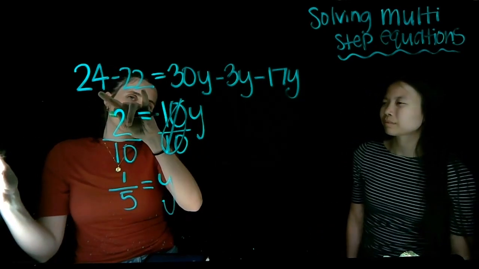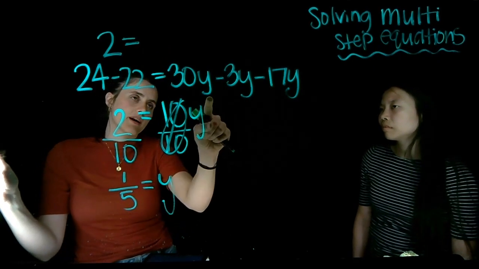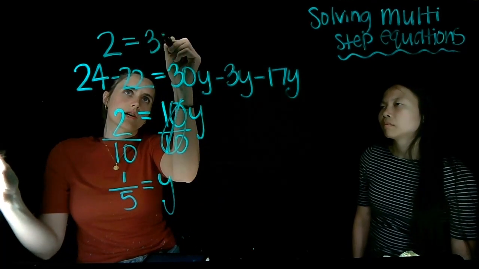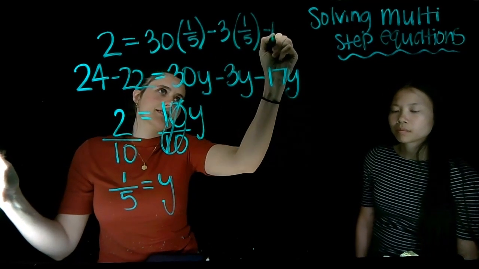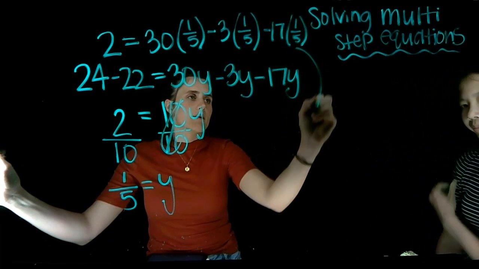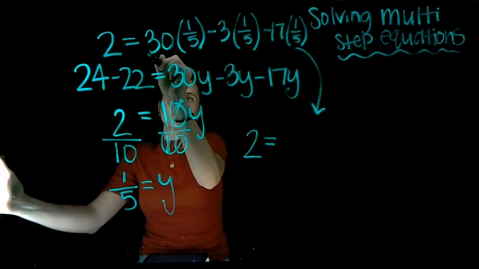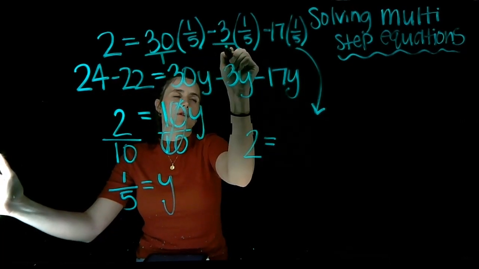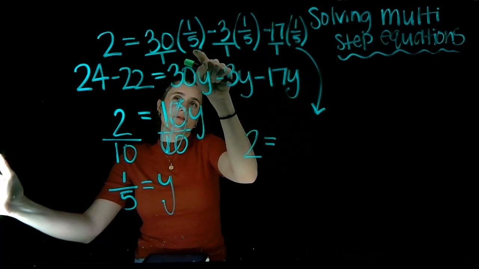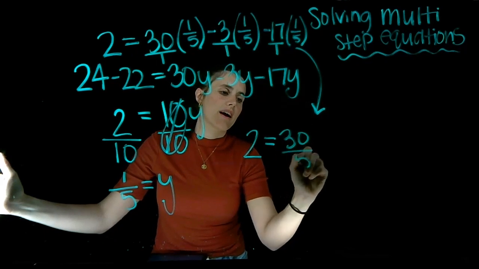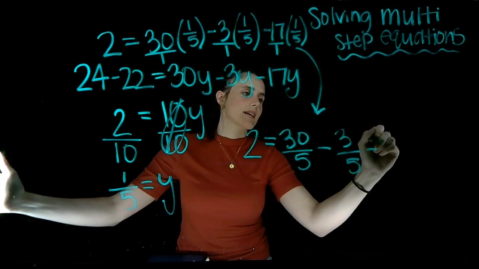So we still know that this side of the equation equals 2, and then if we plug in 1/5 for everywhere that we see a y, then we'll get 30 times 1/5 minus 3 times 1/5 minus 17 times 1/5. All right, I'm going to come down here. So we have 2 stays there, and 30 times 1/5. We can think of all of these to be over 1 to help us with our multiplication. So 30 over 1 times 1 over 5 is going to be 30 over 5 minus 3 times 1 is 3 over 5 minus 17 over 5.